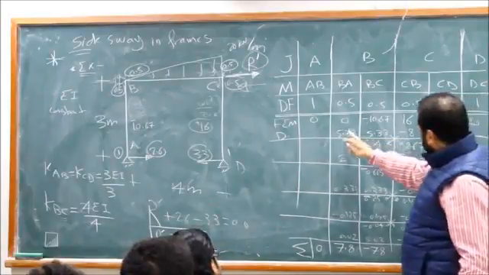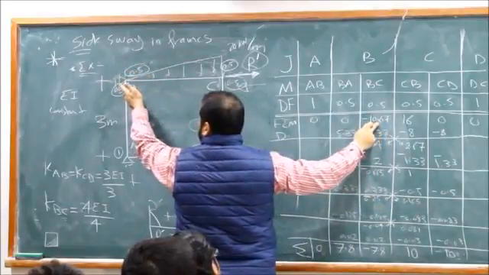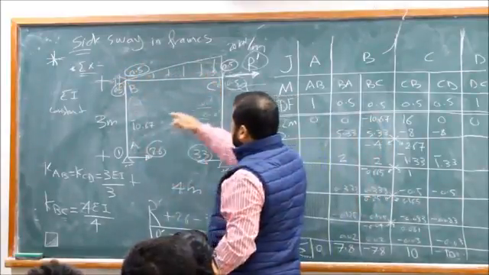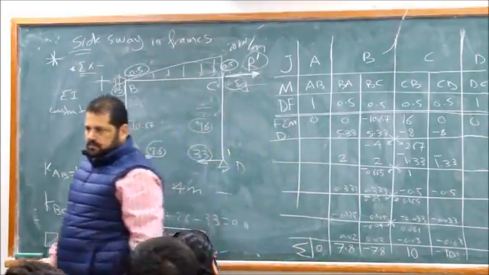This is 5.3 minus 10. This is minus 10. And this is an estimate, that this one is 30 and this one is 20. Make sure.